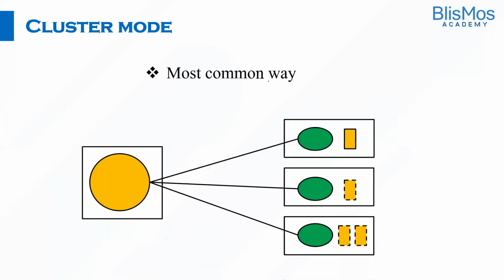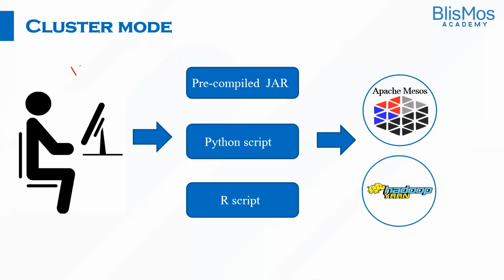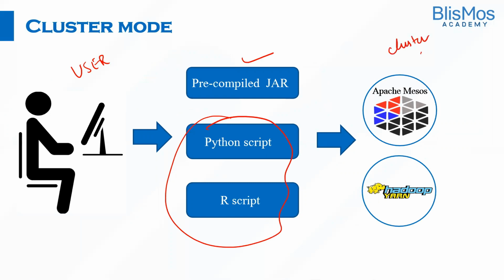Cluster mode is one of the prominent modes, and you will end up using this mode as a part of your project whenever you want to run your Spark application. In the cluster mode, what we do is, as a user, he or she submits either a precompiled jar file or a Python or R script to the cluster manager. It can be Apache Mesos, Hadoop Yarn, or Kubernetes, depending upon the project you are in. The user submits the code to the cluster manager.